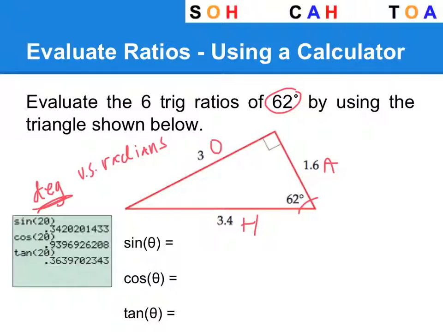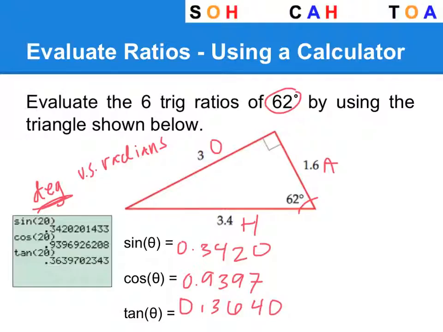So here's a picture of what I did in the calculator. Sine 62 equals 0.3420. Cosine is 0.9397. I'm rounding. And tangent is 0.3640. So that was a tricky one.